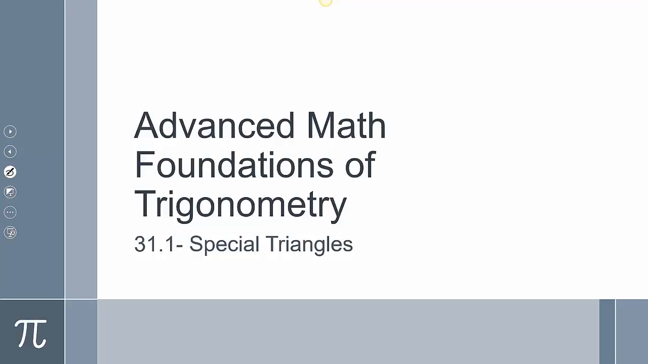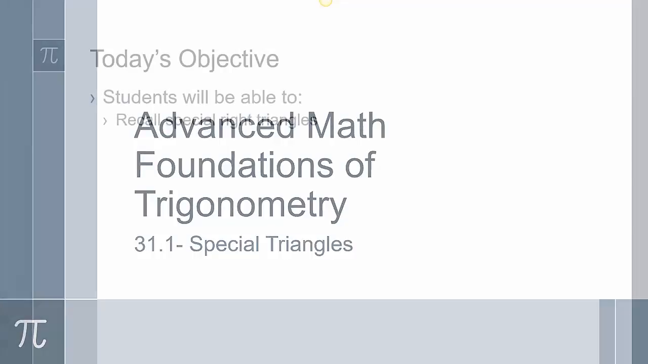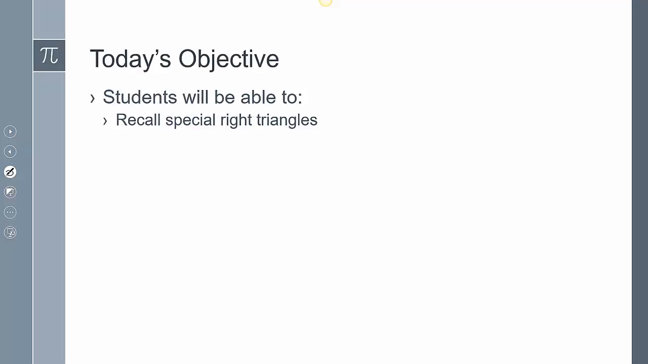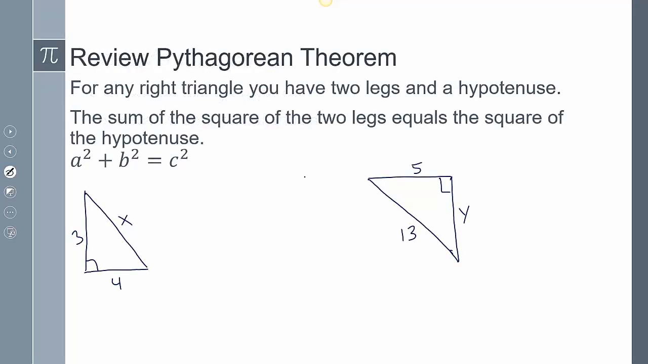Today is 31-1 and we're going to be looking at special triangles. And so we're going to recall these special right triangles, which is the 30, 60, 90 and the 45, 45, 90 triangle. Now before we do that, let's just do a quick brief review of the Pythagorean theorem.